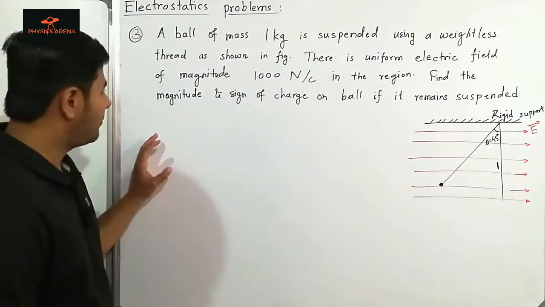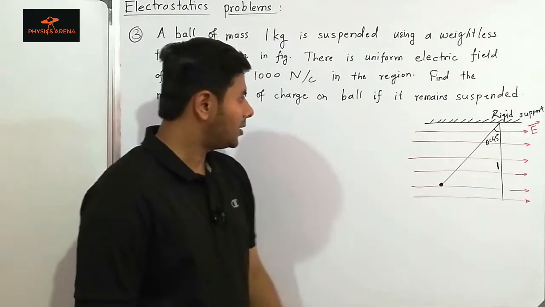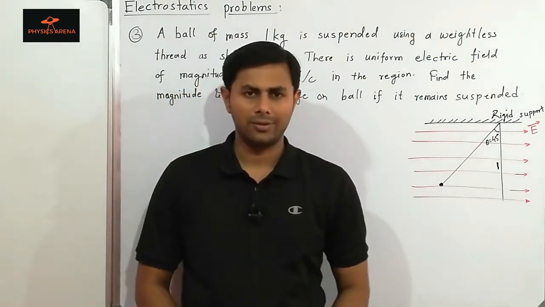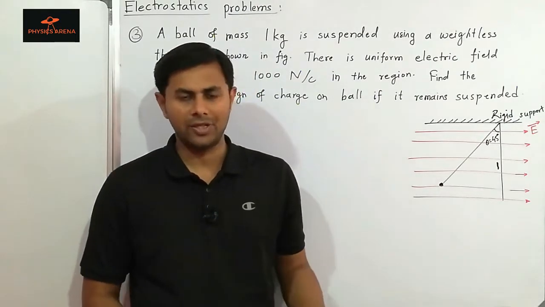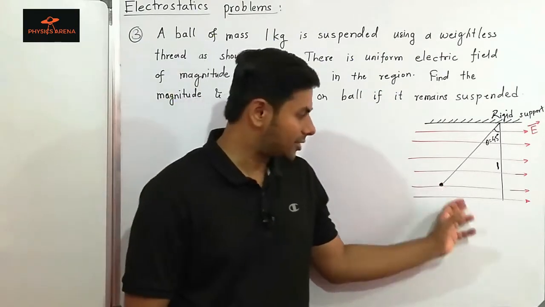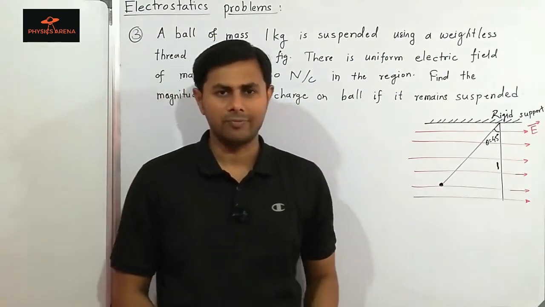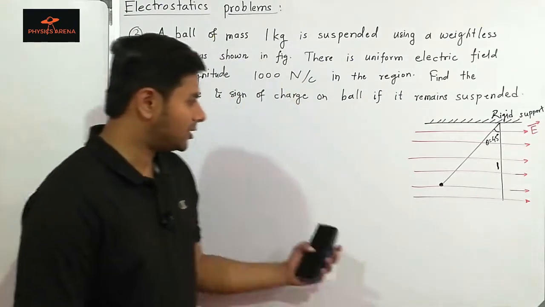Find the magnitude and sign of the charge on the ball if it remains suspended. Okay, so the ball remains suspended, it remains in equilibrium, and we have to find the charge on the ball, its magnitude as well as its sign. Now let's try to solve this.